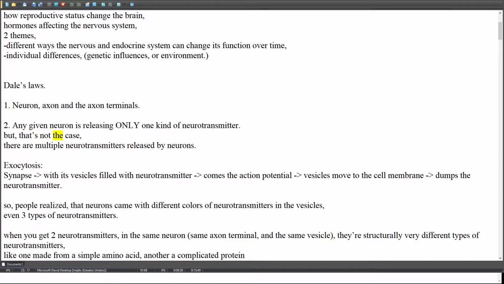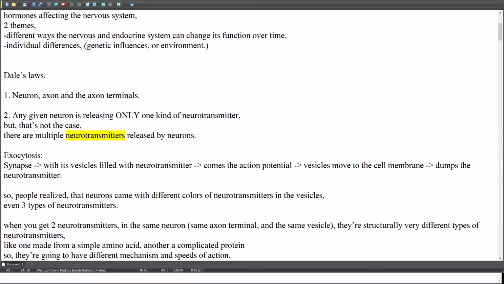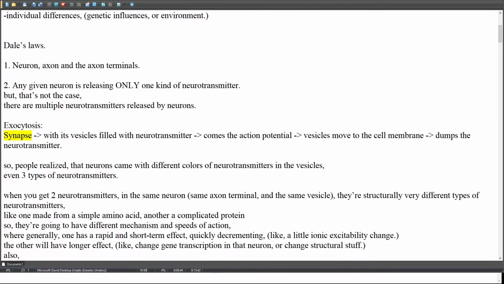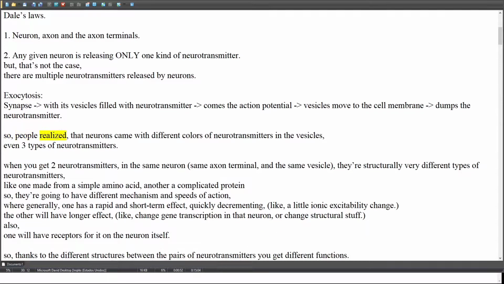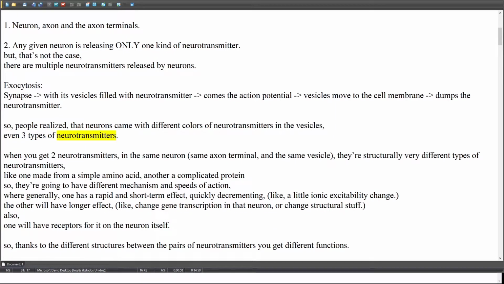But that's not the case. There are multiple neurotransmitters released by neurons. Exocytosis: the synapse with its vesicles filled with neurotransmitter, the action potential comes, vesicles move to the cell membrane and dump the neurotransmitter. So people realized that neurons came with different colors of neurotransmitters in the vesicles. Even 3 types of neurotransmitters.